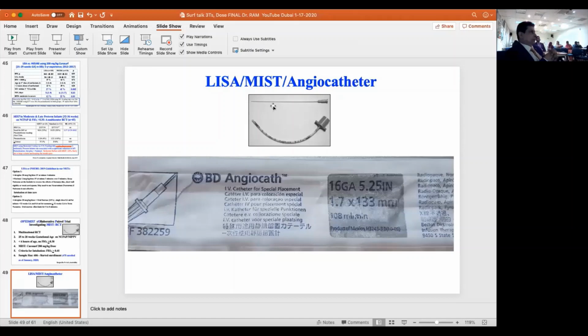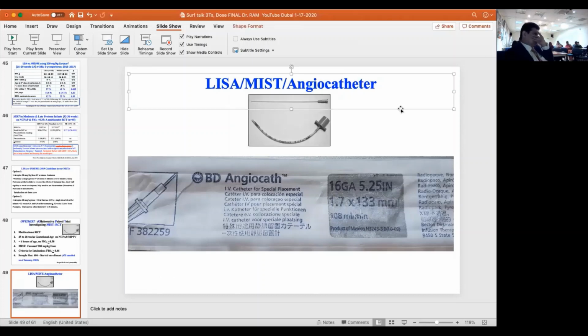This is the LISA, or Angiocath catheter. This is a regular BD catheter available, 16 gauge, 5.25 inches. Adult ICU, cardiac ICU, they all have this catheter. You could go and get it from them and start using the LISA or Angiocath catheter. It is much easier to intubate babies with because it's relatively stiff. You can use your fingers without a need for Magill forceps.